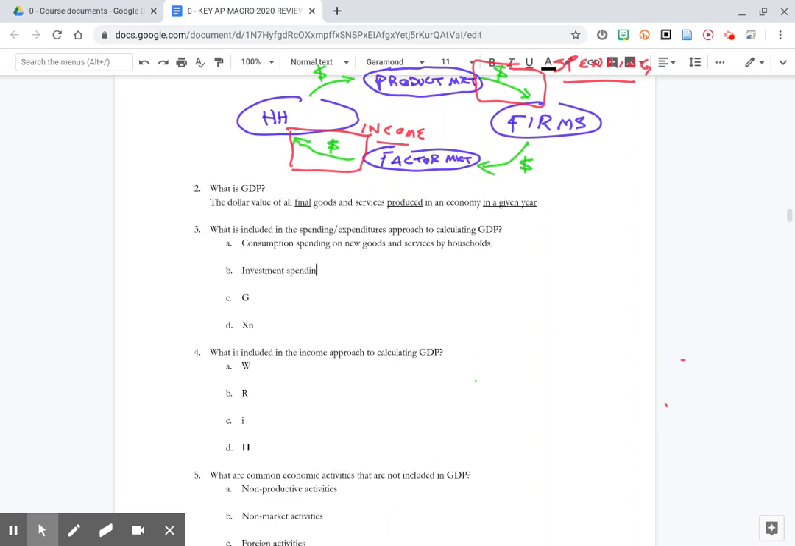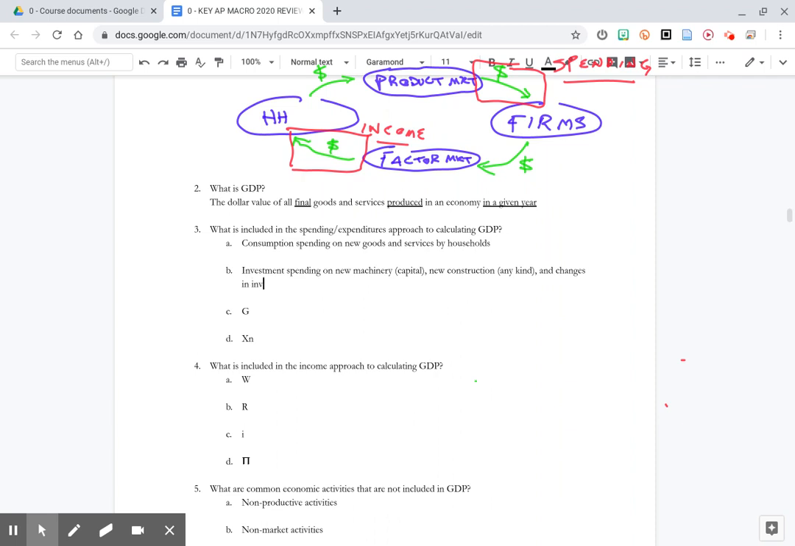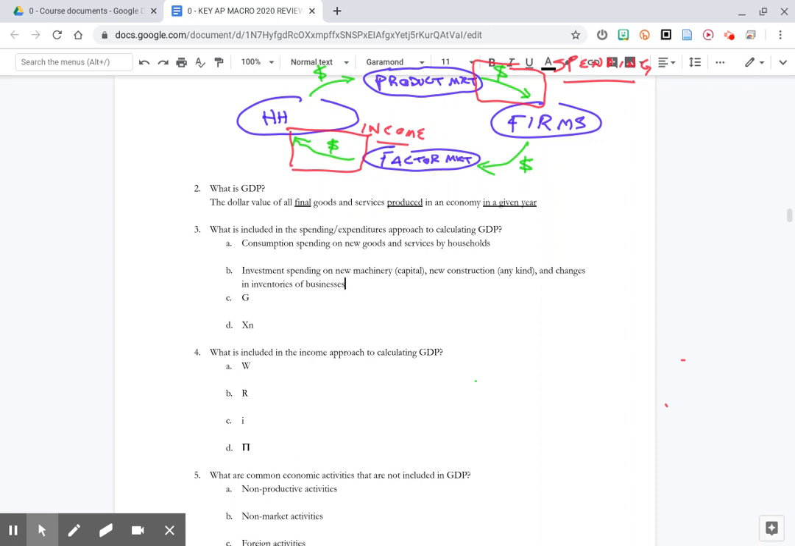Then we've got investment spending on three types of things. On new machinery, which would be considered capital, new construction of any kind, okay, and changes in inventories of businesses. And one way to think about investment spending is that it represents the future of income. It's future income because if you're buying a new machine, it represents a claim on future income. You're going to be able to increase that. If you have new construction, then you can lease it out to someone. And if you have more inventories, then that means more things you could sell in the future.